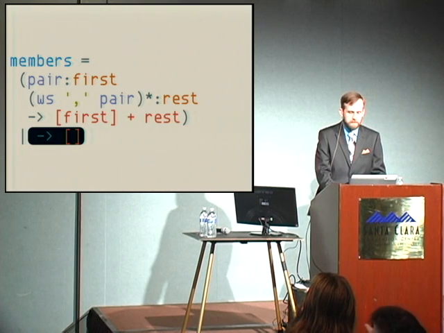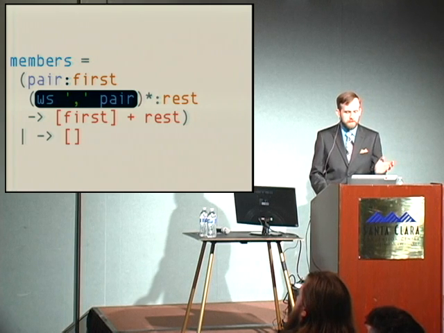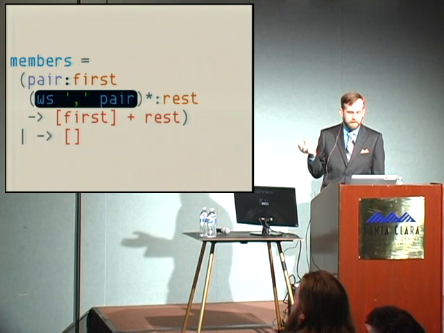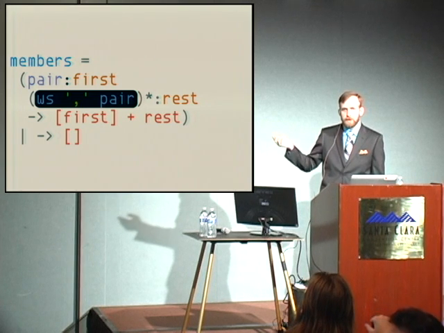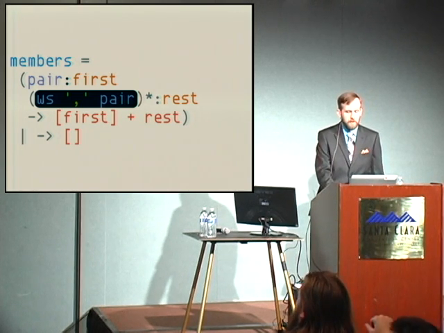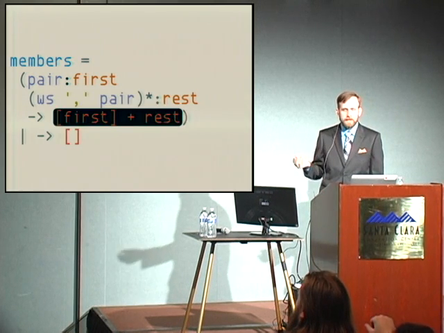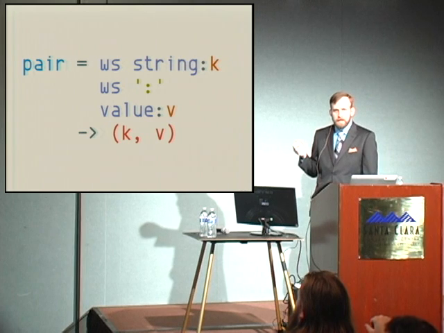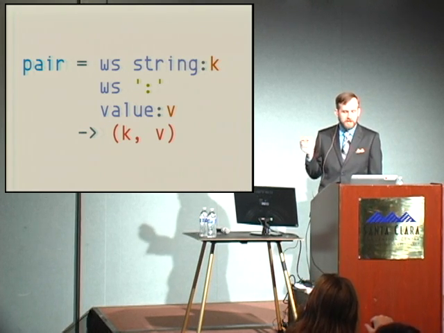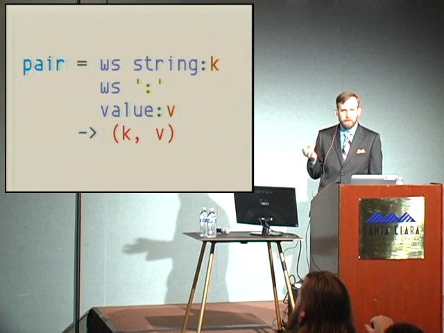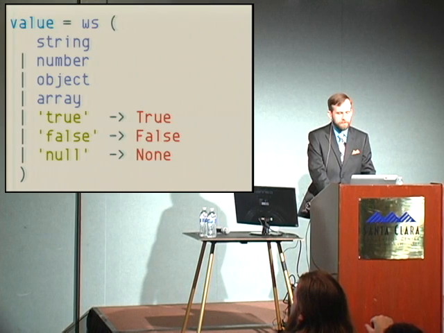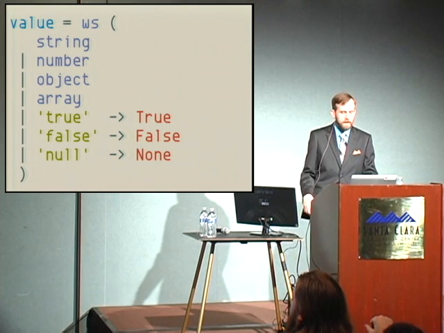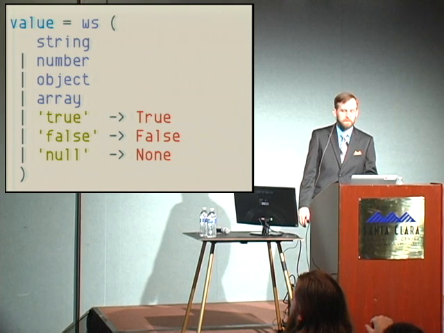But if it does match, if we do match a pair, then we skip some white space, we try to match a comma and then another pair. And repeat that as many times as possible. And since this is an expression, star and plus will return a list of the things matched. So rest will be a list. So we then return a list of pairs. So let's look at the pair rule. We skip white space, match a string, match a colon, then match a JSON value and return a two-tuple. And so value is just going to be any JSON value, string, number, object, array, and then the constants true, false, or null. We would just return the right Python objects for those.